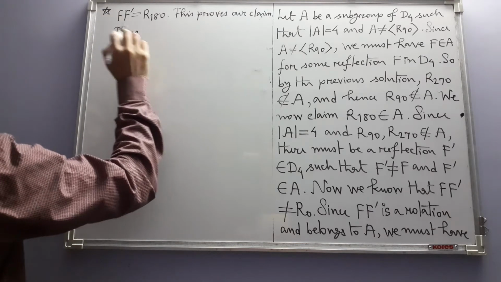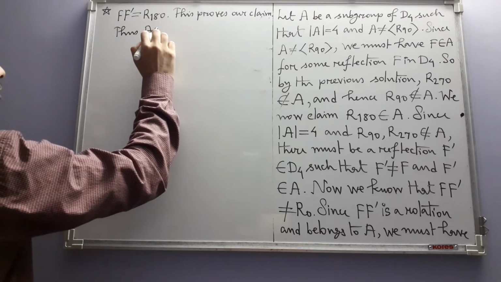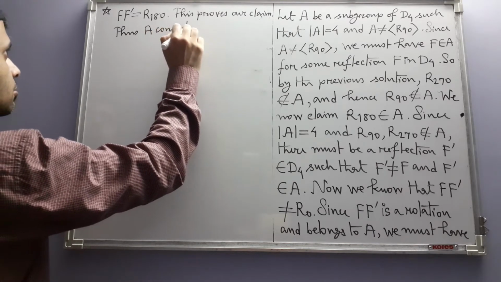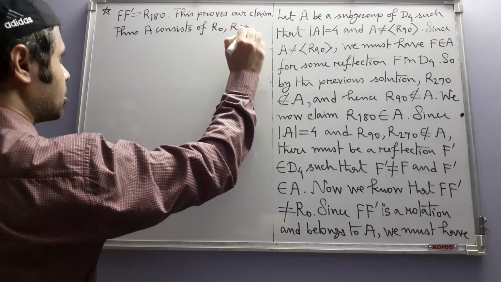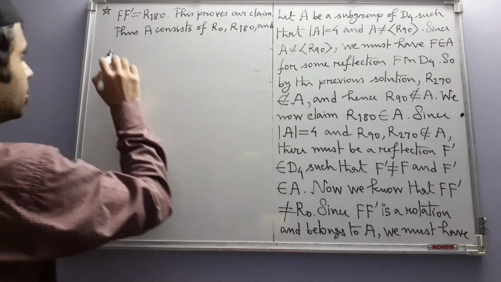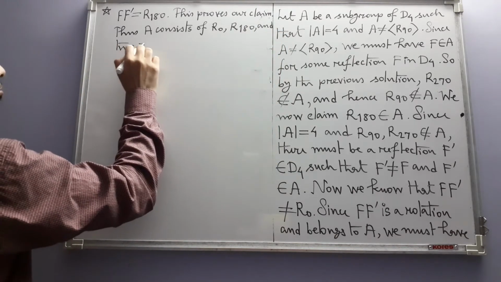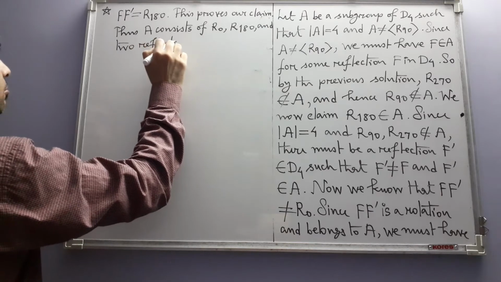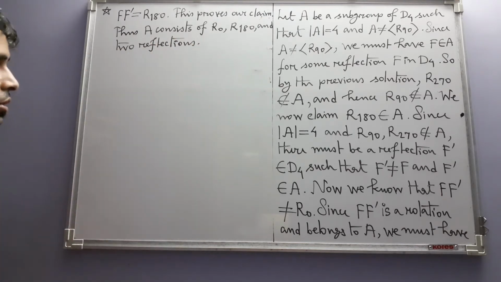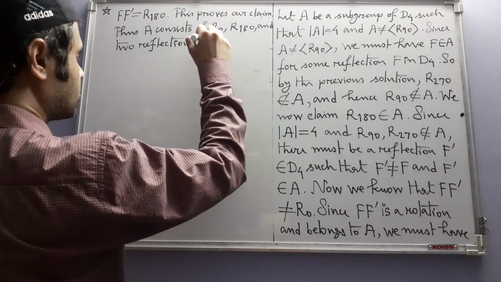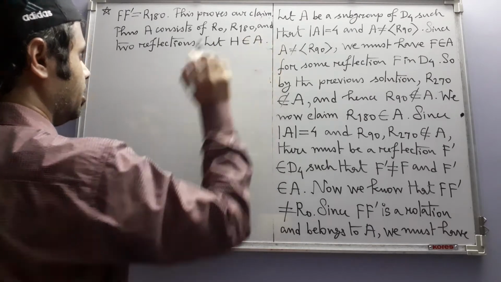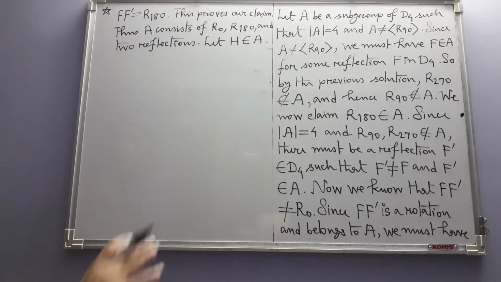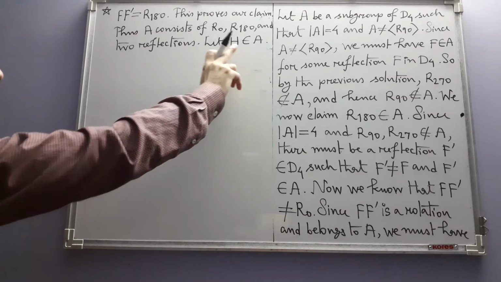Thus, A consists of R0, R180 and two reflections. Suppose that H belongs to A. Say one case is H belongs to A, another case is H does not belong to A. So we first assume that H belongs to A.